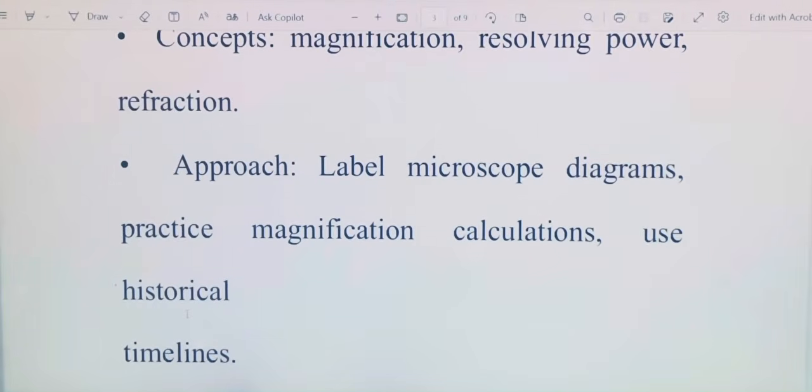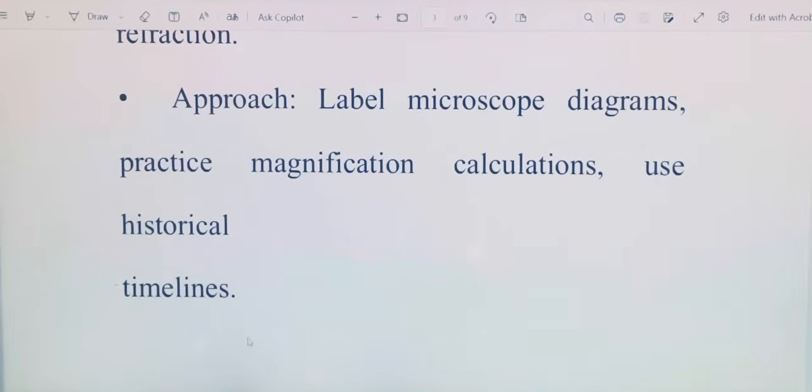Now, the best approach to this is to label microscope diagrams, okay? Check diagrams of the microscope and look at their labeled parts. Now, practice magnification calculations. Look at calculations that have to do with using the formula of magnification. Okay. Then of course use historical timelines.